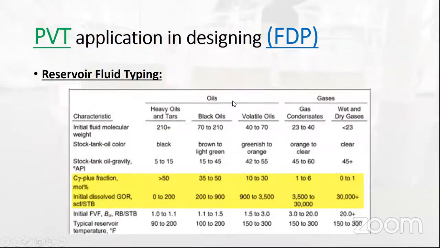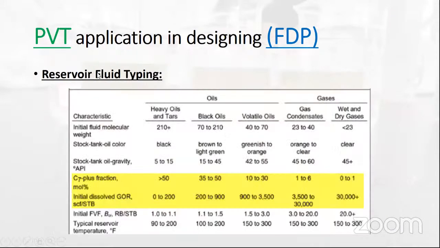We also have this table that differentiates between the several types of oil reservoirs and the types of gas reservoirs. We have the C7+ above 50% for the heavy oil and tars. Also the black oil, we have about 35 to 50% heptane plus, and volatile oil from about 10 to 30%. Also the GOR, if we have from 0 to 200, we can consider it as heavy oil. If we have 200 to about 900, we can call it black oil. The volatile oil range for the GOR comes from about 900 to 3,500 GOR. Above that, we can consider it as gas condensate or wet gas.